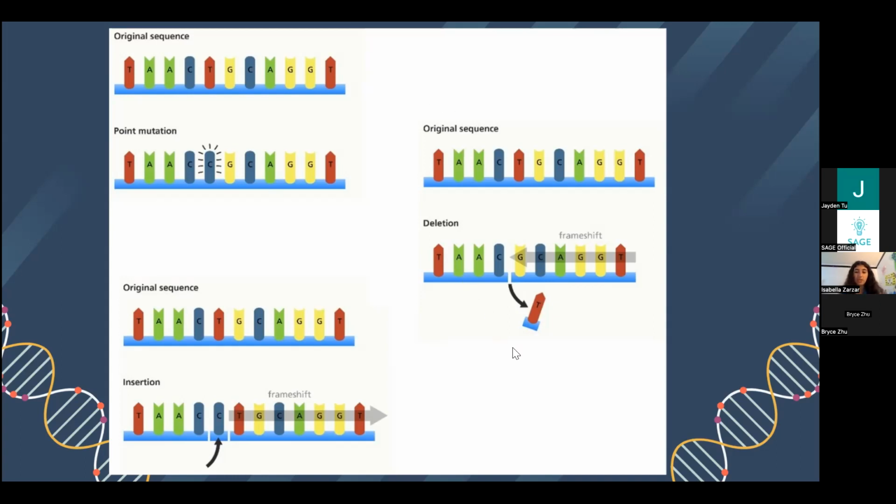And then same thing with insertion, except one is being added. You can see there's a frame shift, so everything is moving to make room for that added base. The C wasn't there before, but it was added through mutation. Does that make sense? Any questions?